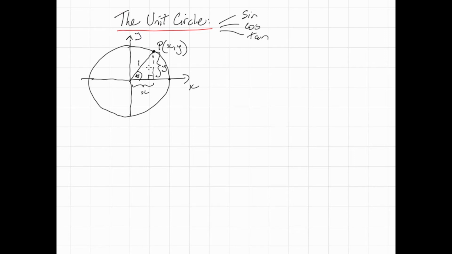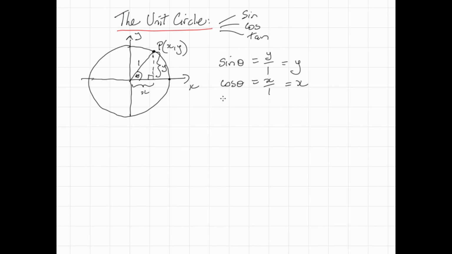So from this right angle triangle here, we know that sine of theta, sine is opposite over hypotenuse. Now the opposite is y, so it'll be y over 1. So it'll be nothing more than the y coordinate of point P. The cos of theta in this right angle triangle here is adjacent over hypotenuse, so it'll be x over 1. So anything over 1 is just whatever's in the numerator, so that's just equal to x.